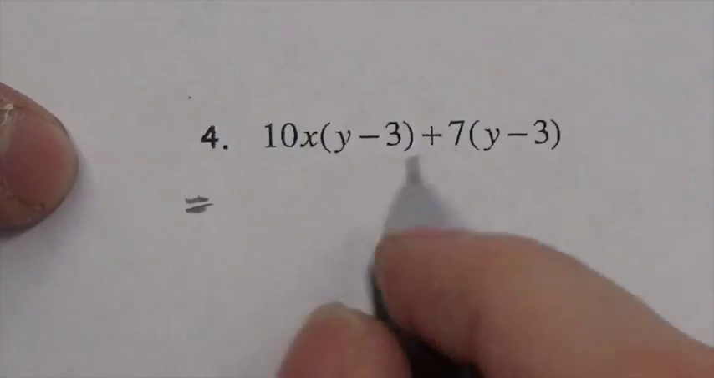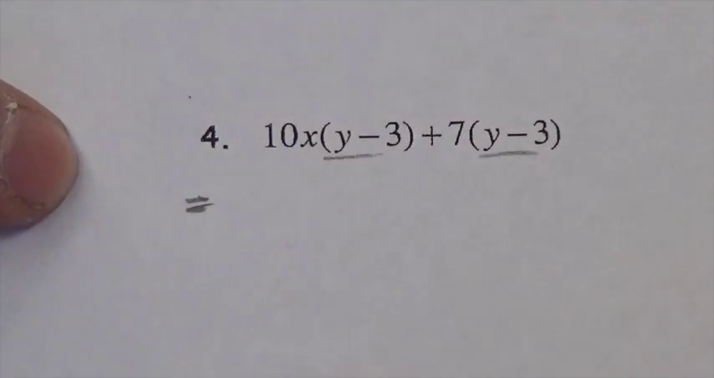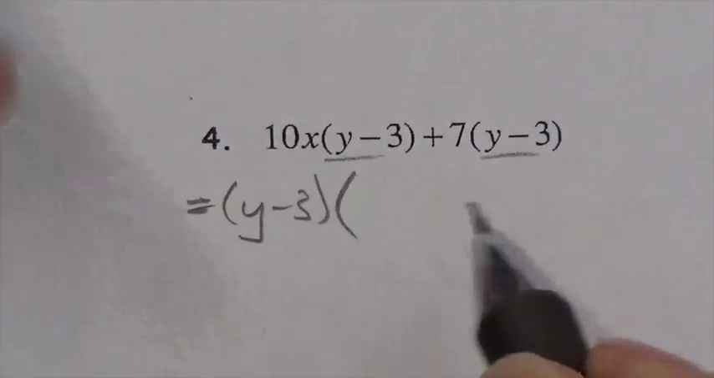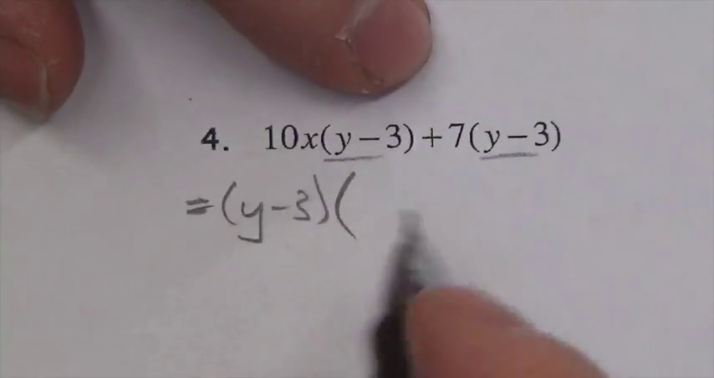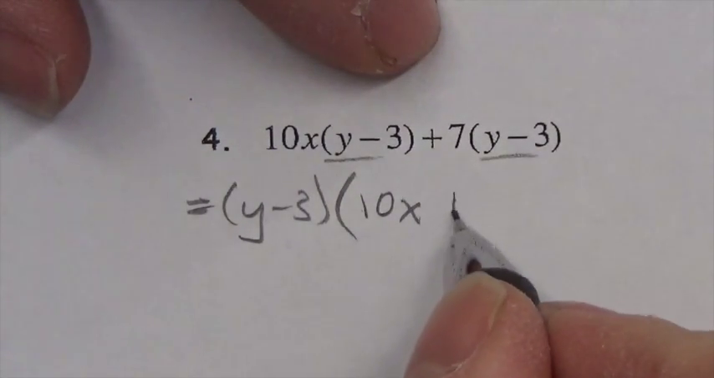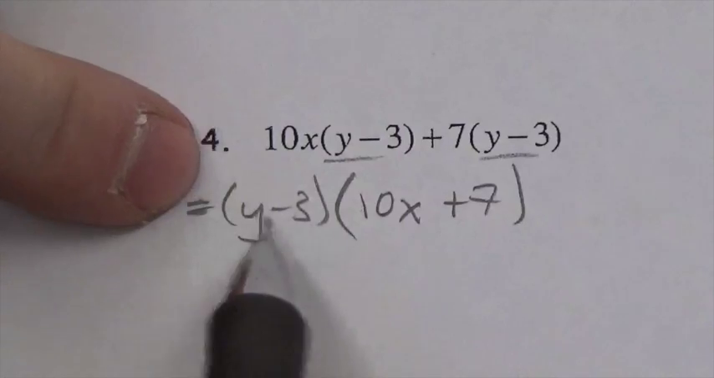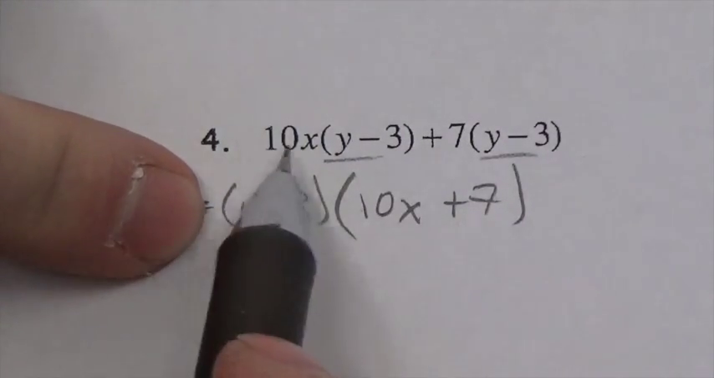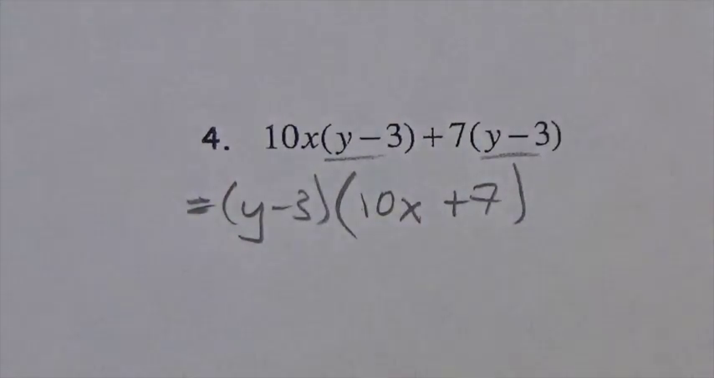They hold those together. So really what I'm saying is I've got this common binomial factor y minus 3. So I'm going to pull that out. It was multiplied by 10x in that first term. And in the second term, it was multiplied by 7. So essentially what I'm looking at here is I see that the y minus 3 was distributed to this term right here, the 10x, and then it was distributed to the 7. Okay, so there you go.